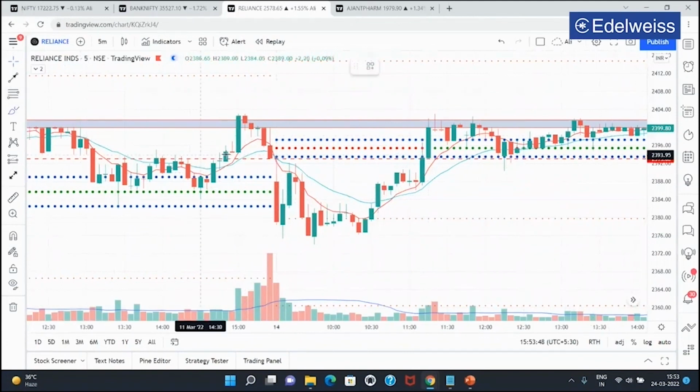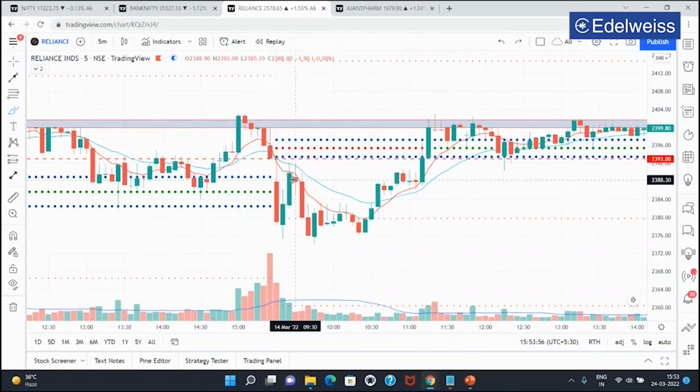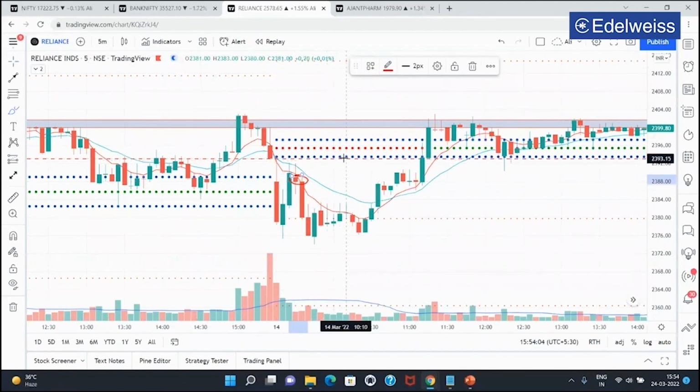First candle is red. See, price moved above, took resistance. You can see this red candle. You can short the market with the stop loss of the high. What's the SL? 2388. SL is 2393.